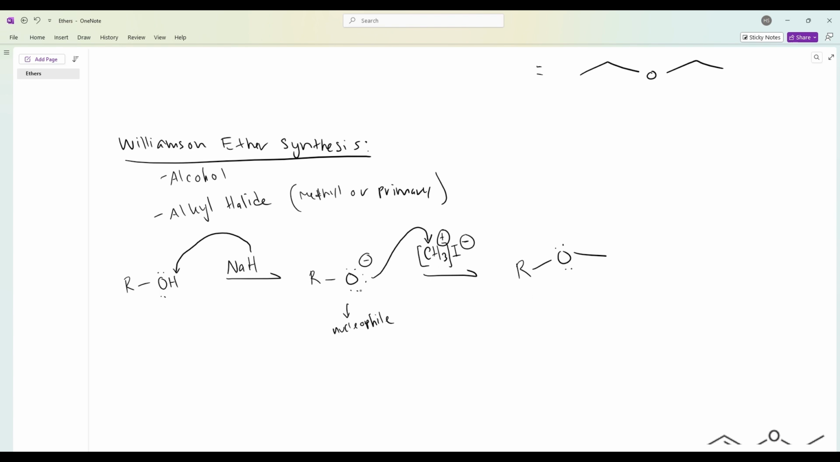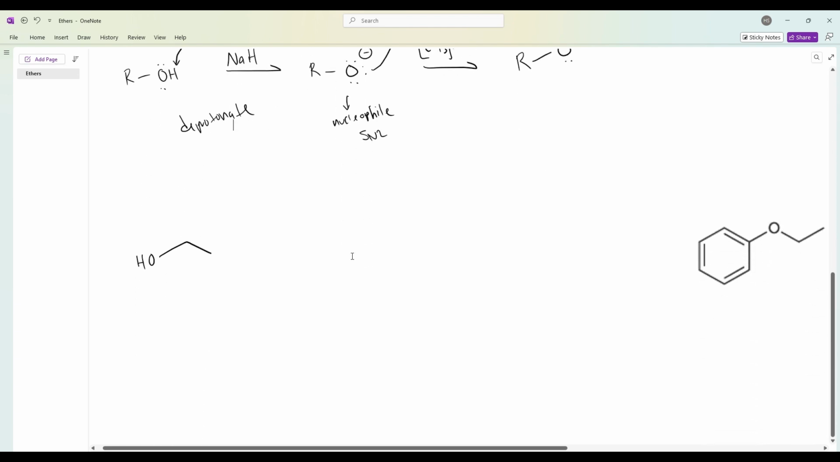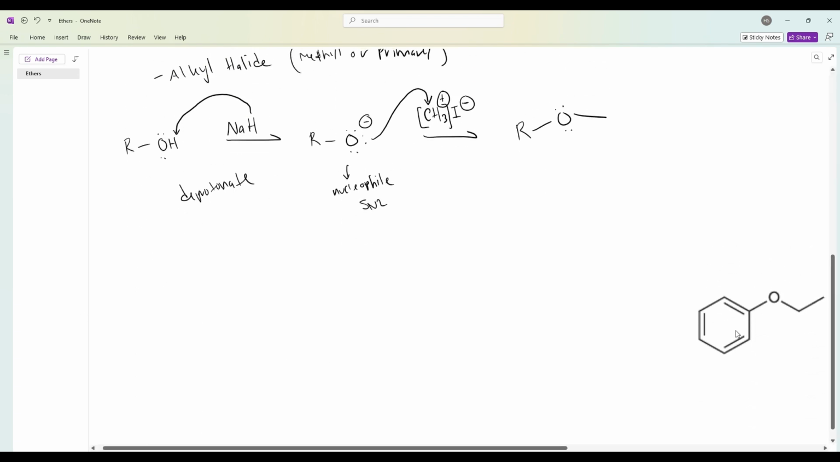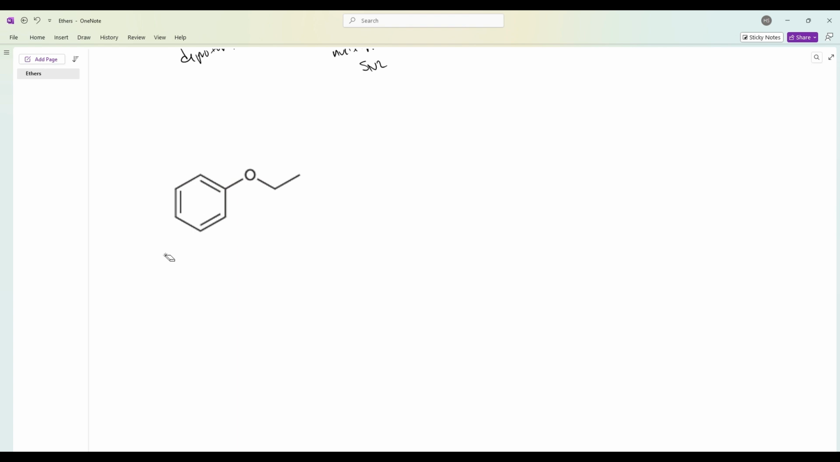as long as it obeys this SN2 reaction here. And then you have that strong base to deprotonate. You're pretty much set. So let's show an example, right? Okay, so let's say for example, we want to get this as our product, right? And this is an ether. We see here that it has an ethyl group here, and then here it has a phenyl group.